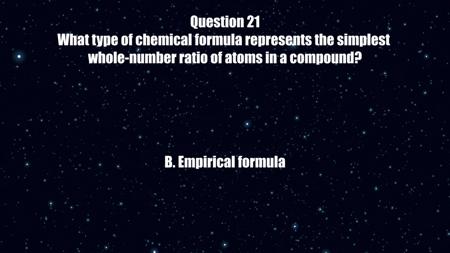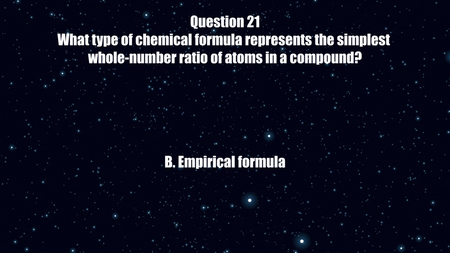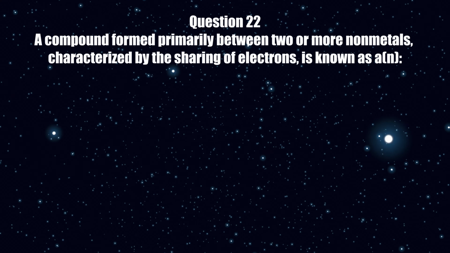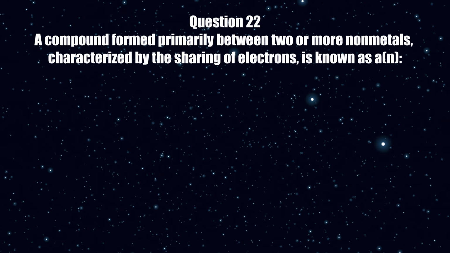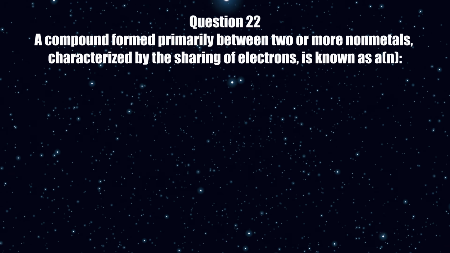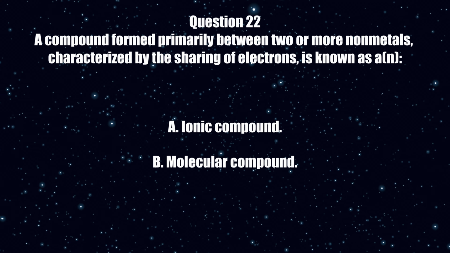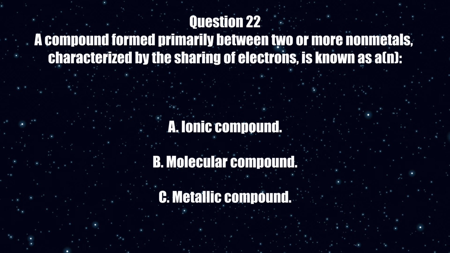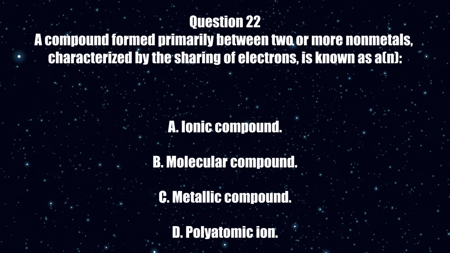The correct answer is B, empirical formula. Question 22. A compound formed primarily between two or more nonmetals, characterized by the sharing of electrons, is known as A. Ionic compound. B. Molecular compound. C. Metallic compound. D. Polyatomic ion.